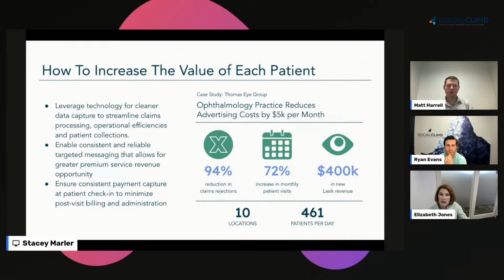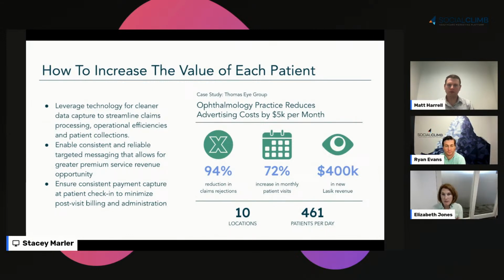So lastly, I just want to speak to how do you increase the value of patients. And so first and foremost, we want to leverage technology for improved operational efficiencies. And we've talked a lot about ways to leverage technology for the patients themselves, but we also want to leverage technology for staff. And so is the staff today, are they rekeying patient information from a clipboard?